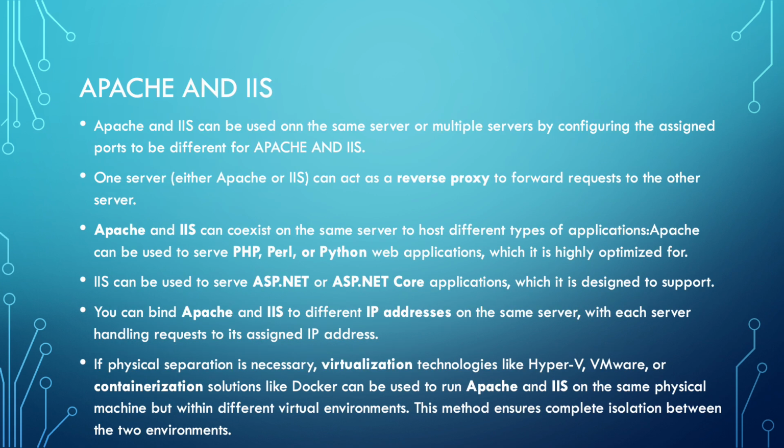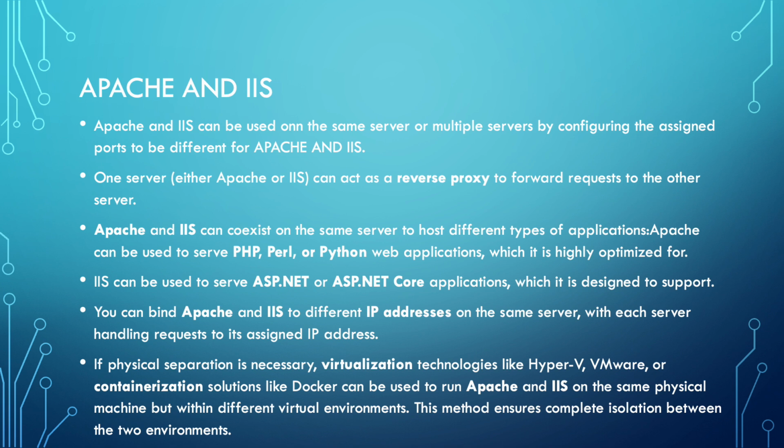Now I'm talking about Apache and IIS because they're kind of similar in the way they work, but they have different application processes, as you could say. Now Apache and IIS can be used on the same server or multiple servers by configuring the ports. One server can act as a reverse proxy to forward requests to other servers. And Apache and IIS can coexist on the same server, but they have to have different types of applications. Now, Apache uses PHP, Perl, or Python applications, and IIS can be used to serve ASP.NET or ASP.NET Core applications. Those are what they're designed for.